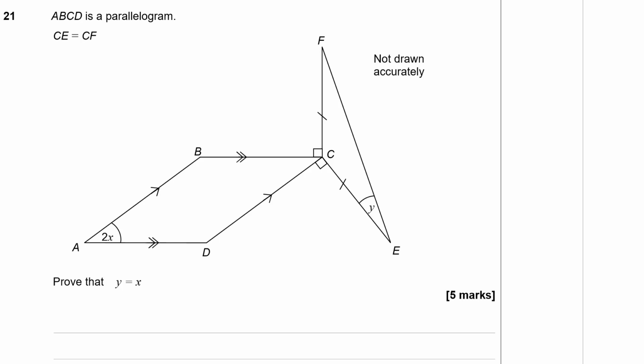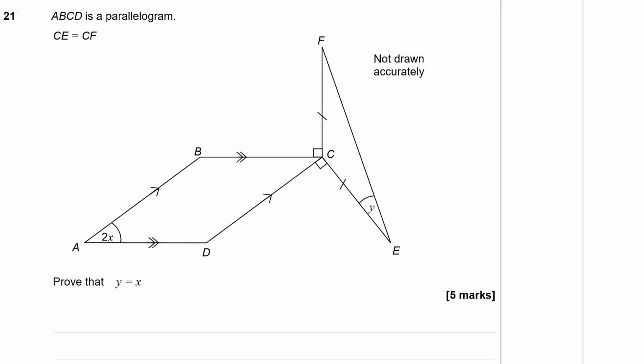Okay, so we've got a rather complicated looking diagram here. We're told that ABCD is a parallelogram, and we're told that CE equals CF, which basically means that that triangle is isosceles. And we need to show that x equals y. Okay, so we need to work out the relationship with those two given angles.